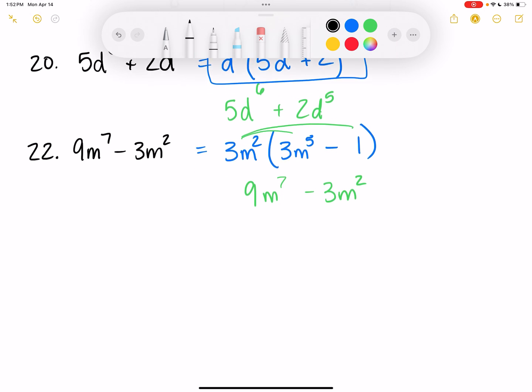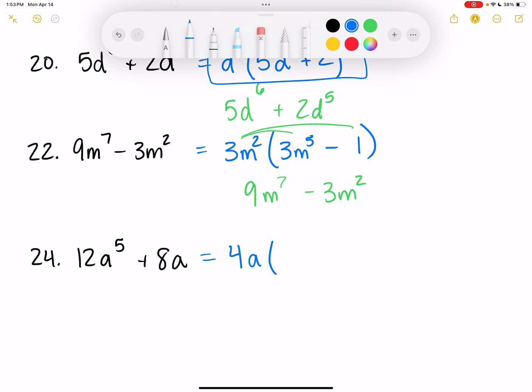Let's see. 24. 12a to the 5th plus 8a. What can I take out of this one? 4. A 4. What else? An a. And how many a's? Yep, just 1 because this one has an exponent, so whatever the lowest powered one is, that's what I can take out. And so 4a times what gives me 12a to the 5th?